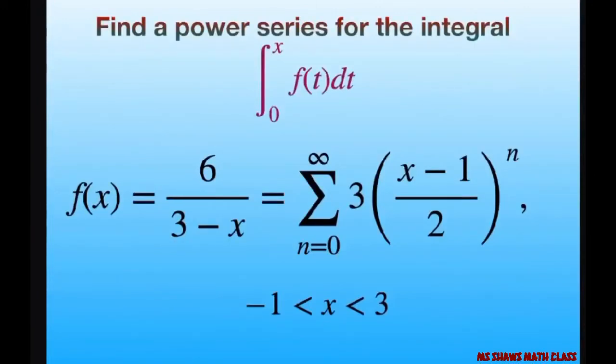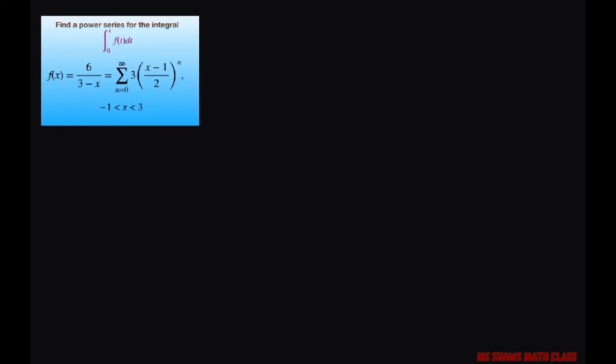Hi everyone, we're going to find a power series for the integral from 0 to x of f of t dt. Our function is f of x equals 6 divided by 3 minus x, and it equals this sum here. So our interval of convergence is from -1 to 3. So we need to find out what our x is.